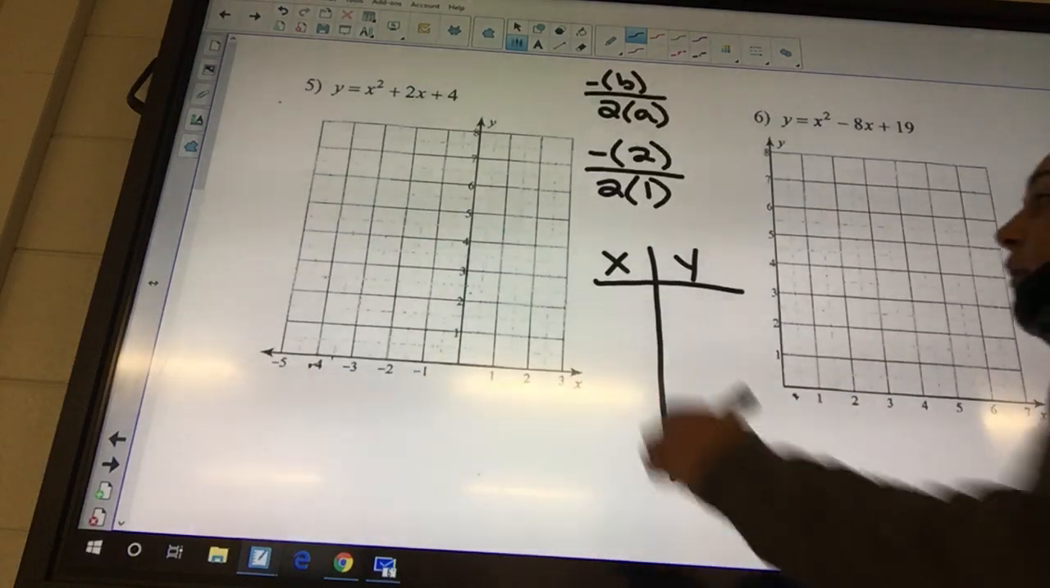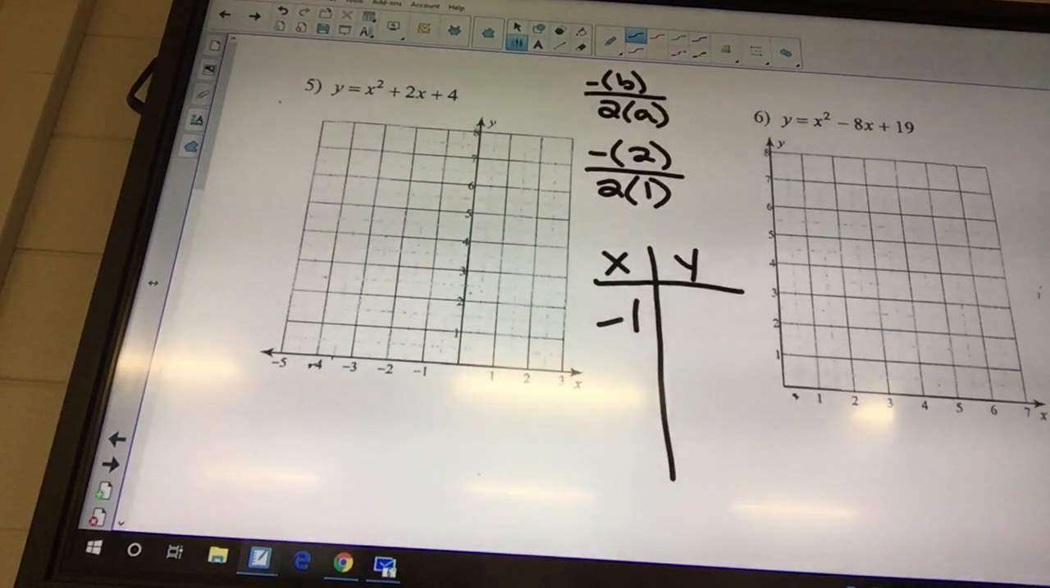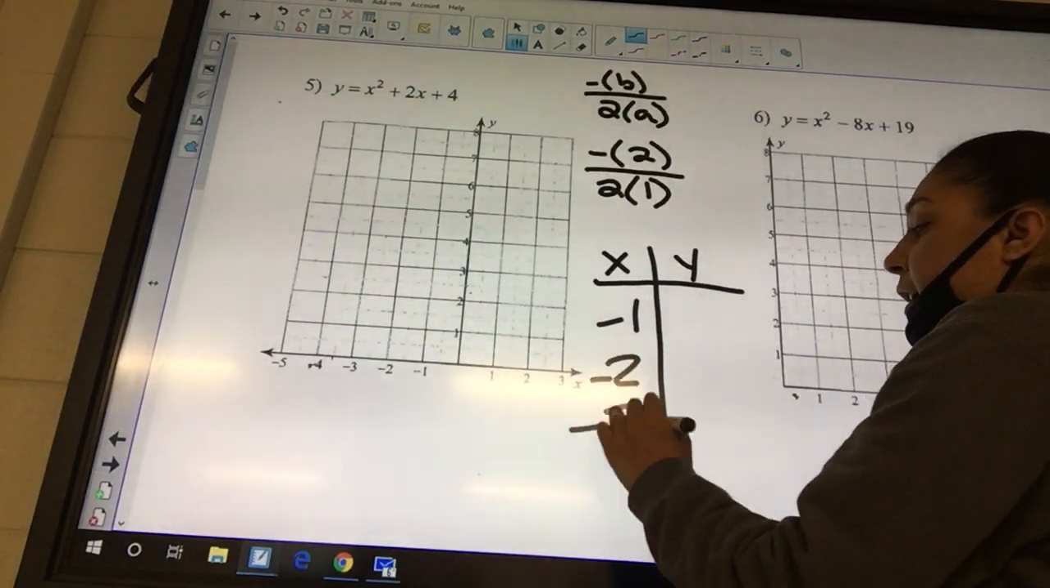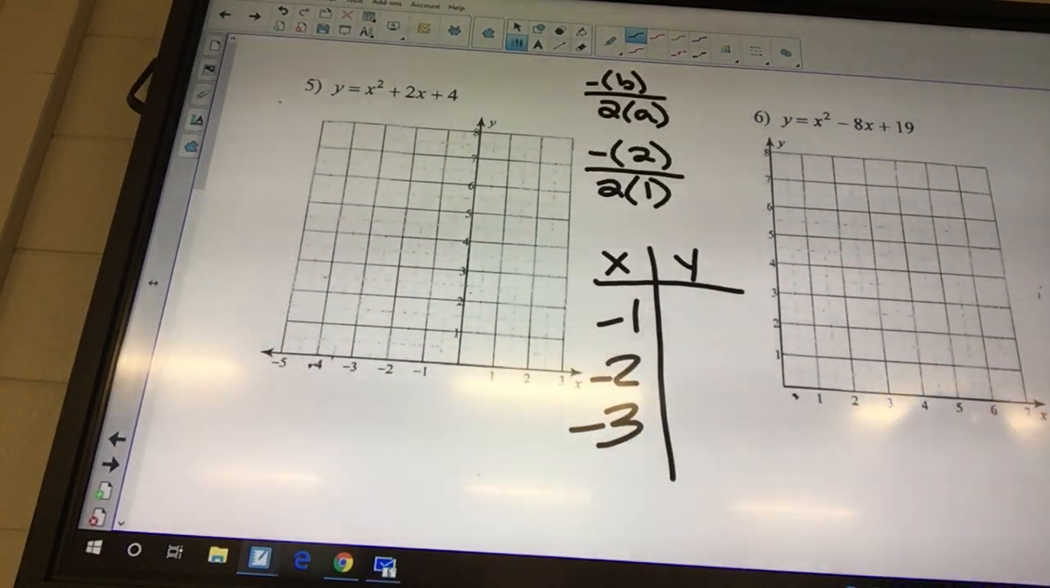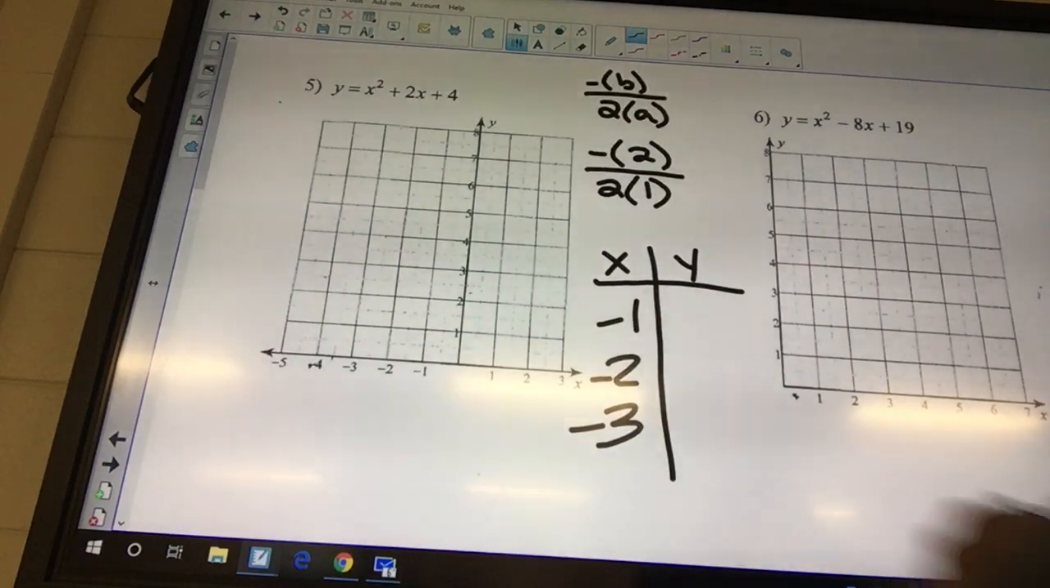Okay, and we pick 2 more numbers. What should we pick? Negative 2, negative 3. They need to be right next to whatever the vertex is. You can't pick something way far over, because then it's not going to work out. Then go through and plug them in. I will write on this one what it should look like, but this is the last one.